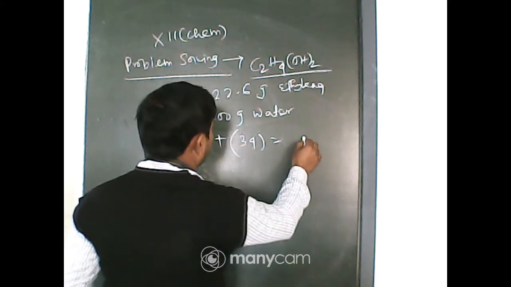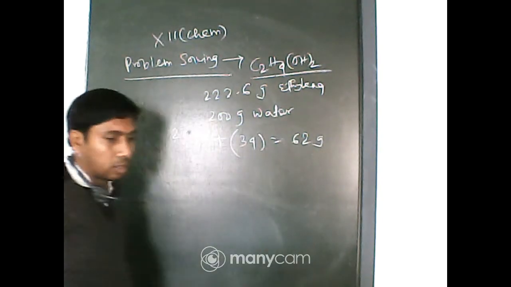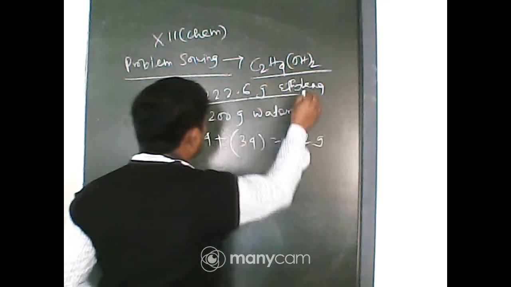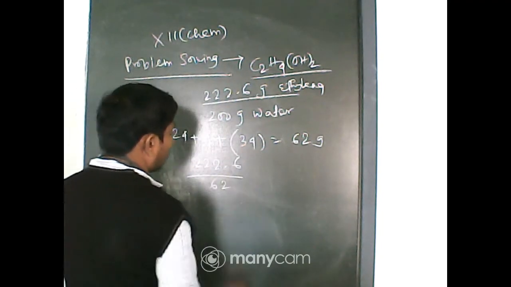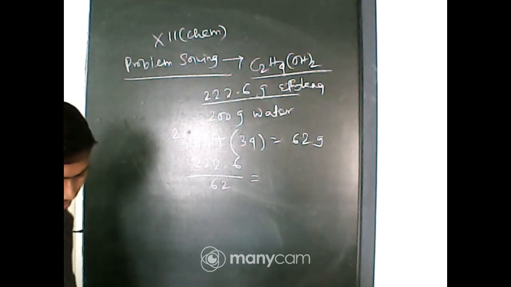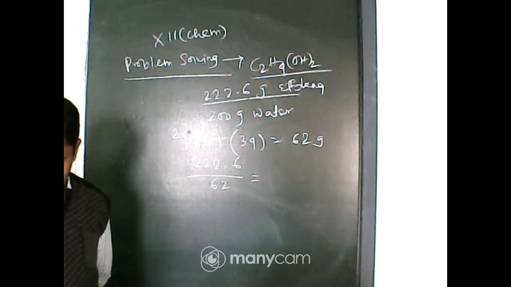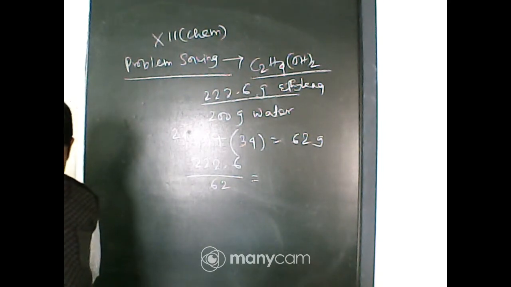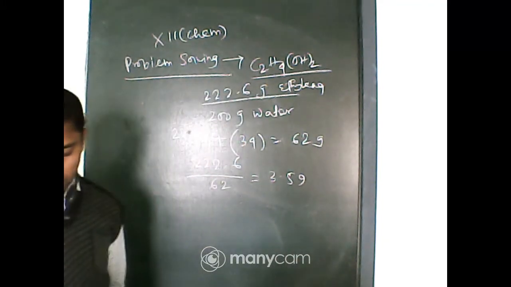So 4, 8, 12, that is 62 gram. Now given is 222.6 gram of ethylene glycol. So 222.6 divided by 62, this is the number of moles. Now divide it. 222.6 divided by 62. This is 3.59.